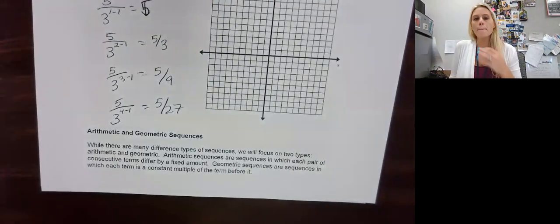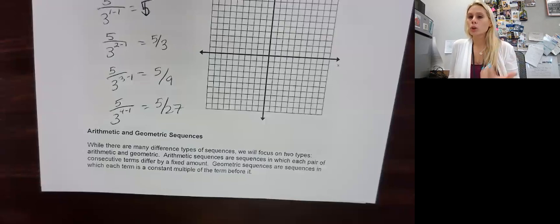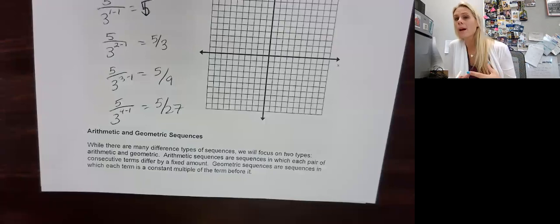So most sequences, there are two types, there's arithmetic and geometric. Arithmetic sequences are which each pair of consecutive terms differ by a fixed amount, so adding or subtracting. Where geometric is about a multiple, so we're multiplying. I know multiplying and division go hand in hand, but when we're making up the equation, we want to think multiplication. Okay.